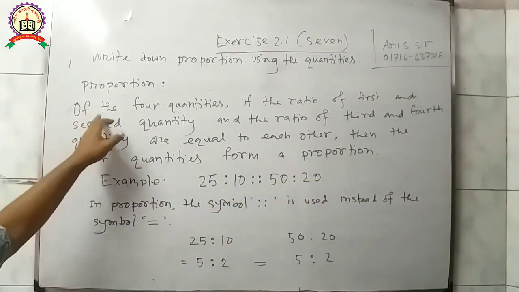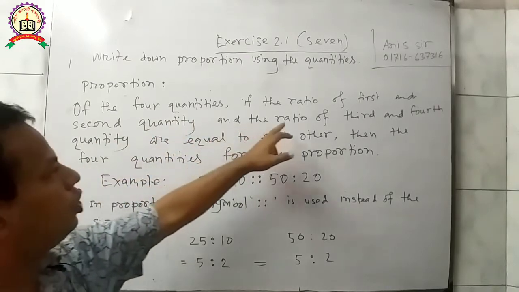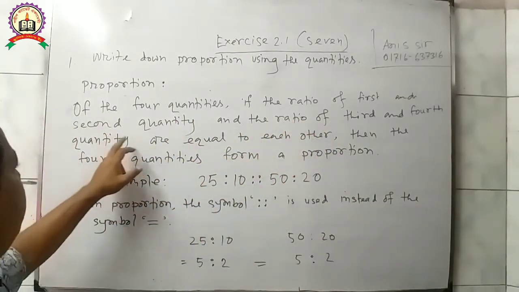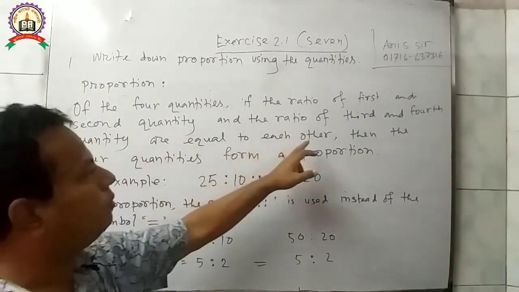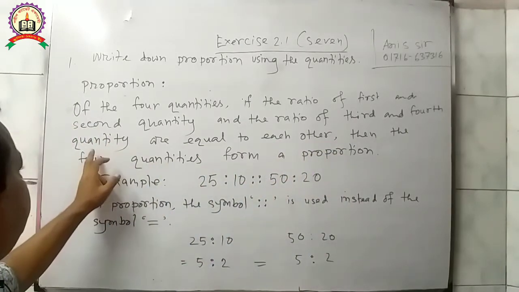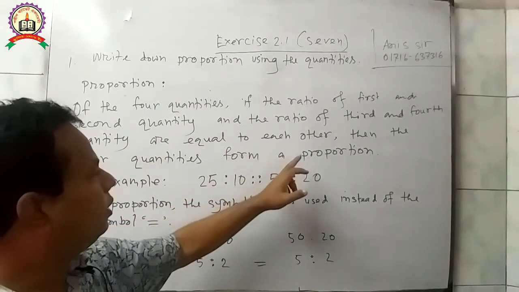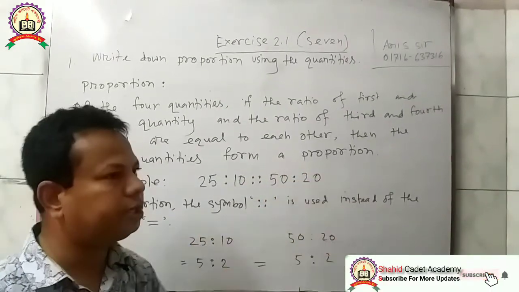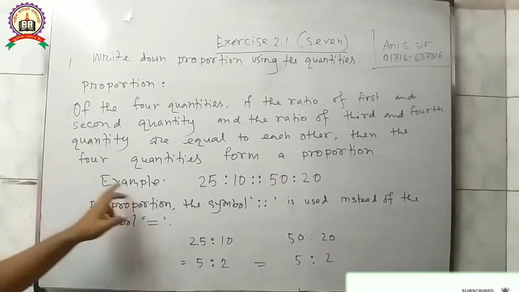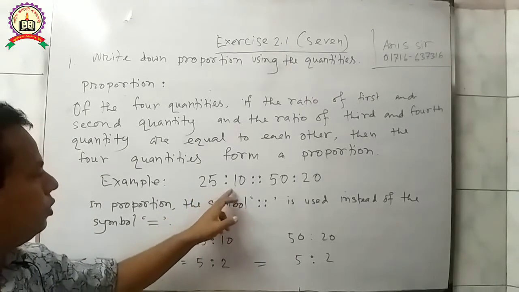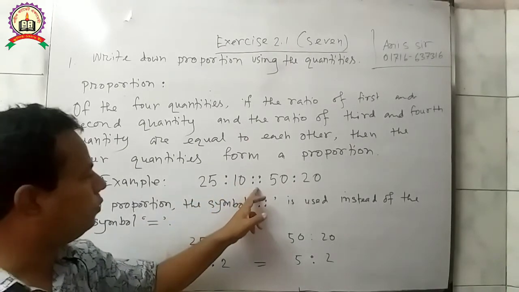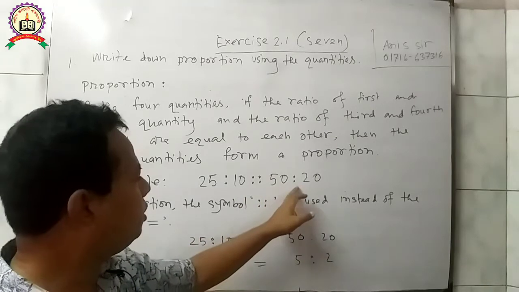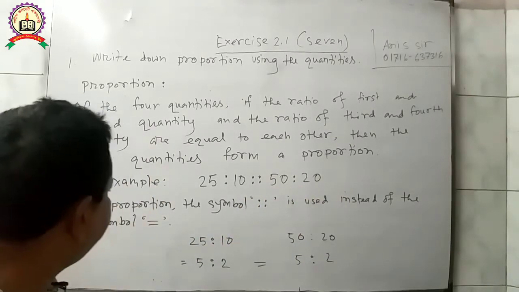Again, of the four quantities, if the ratio of the first and second quantity and the ratio of the third and fourth quantity are equal to each other, then the four quantities form a proportion. For example, 25 is to 10, proportion 50 is to 20.